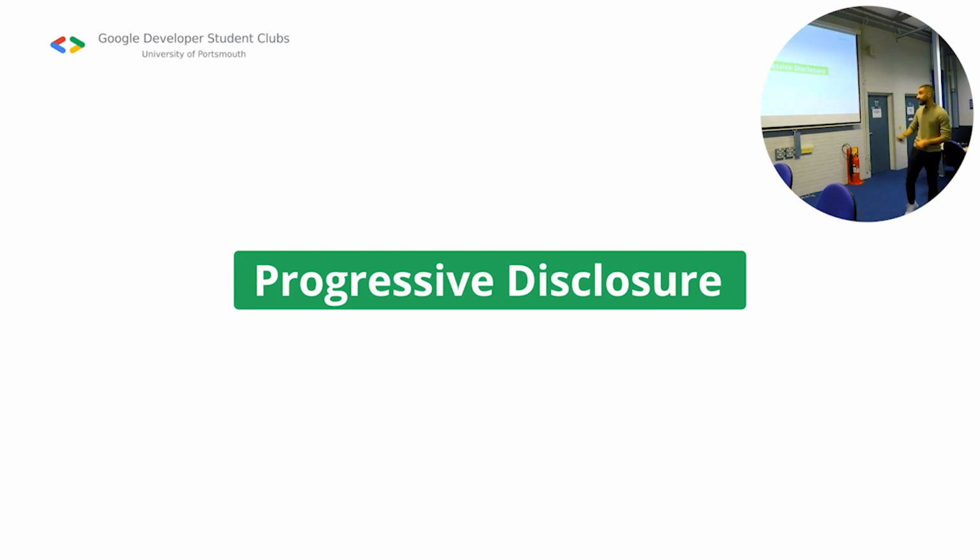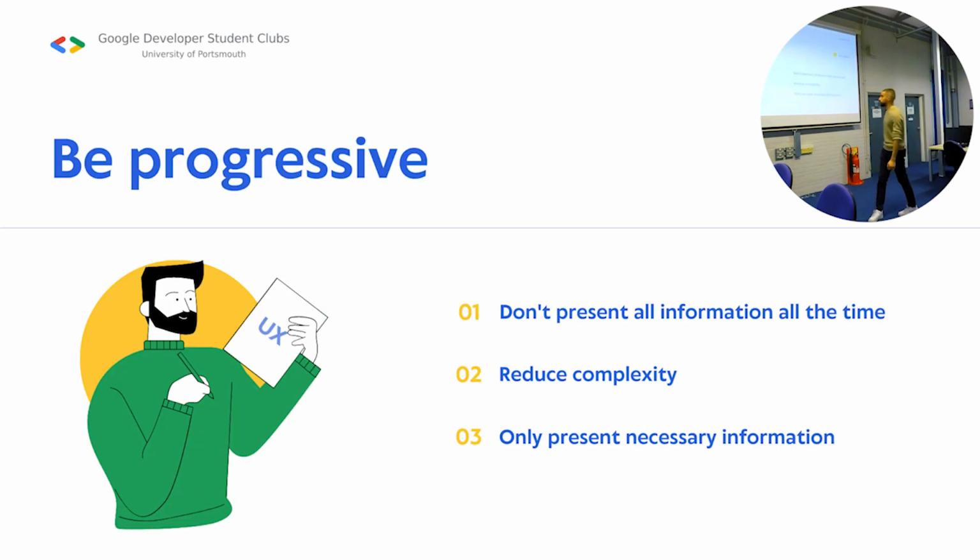And again, this goes back to Hick's law. The more options you provide, the more time the users will have to spend on your website or form, whatever. So be progressive, right? Don't present all information all the time, which means, in other words, it reduces complexity. Don't make your interface cluttered with options, and only present necessary information when the users need it.